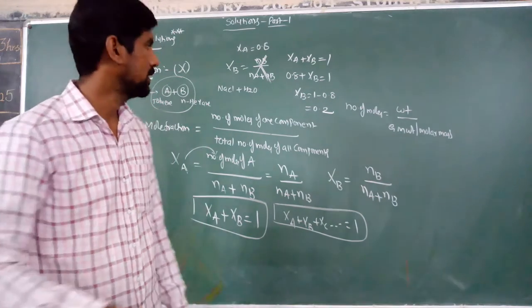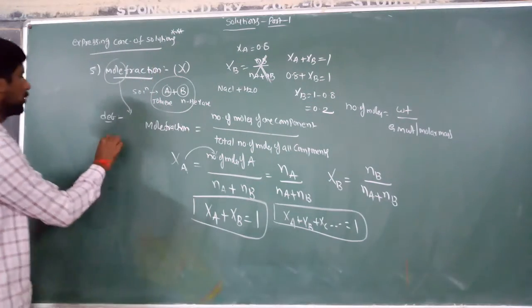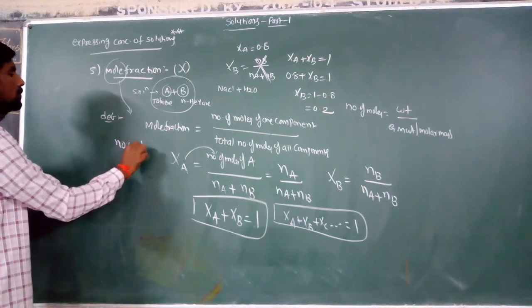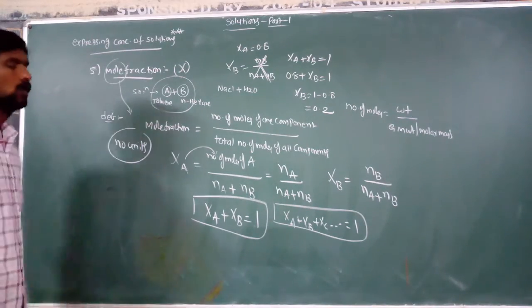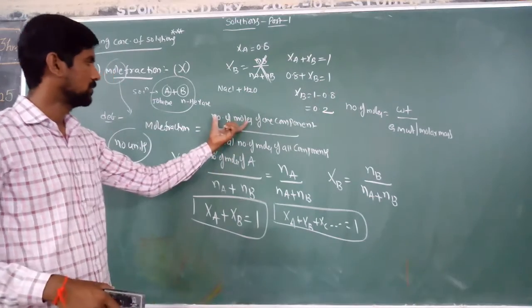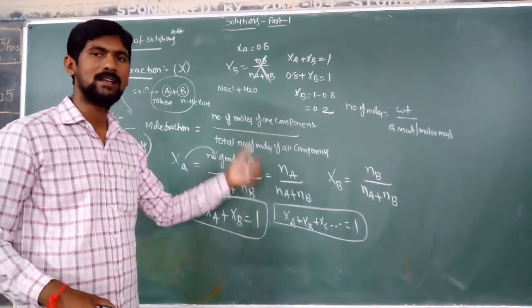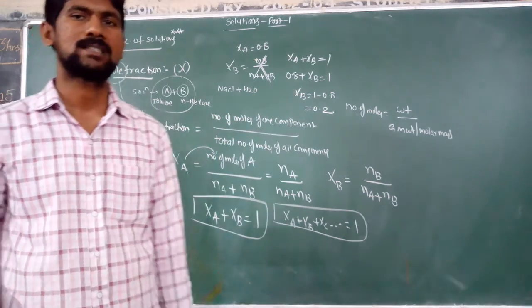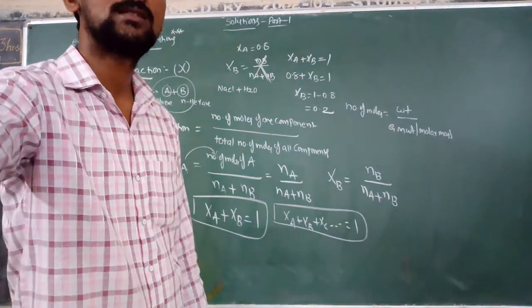And another important point is, mole fraction has no units, because in the numerator also moles, and the denominator is also moles, so both cancel. So mole fraction has no units.